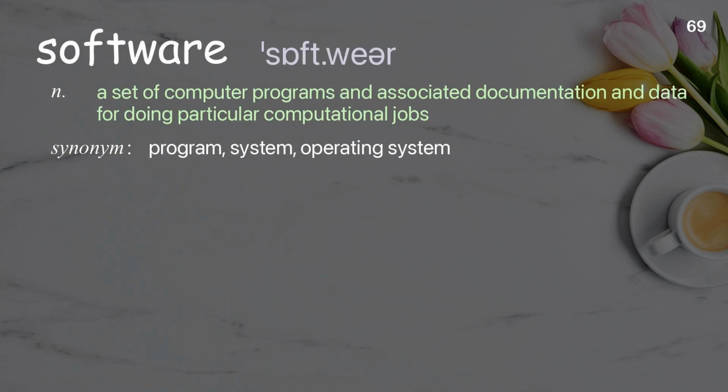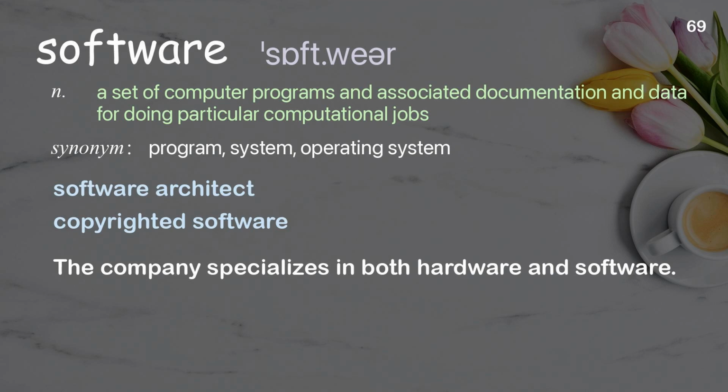Software. A set of computer programs and associated documentation and data for doing particular computational jobs. Examples: software architect, copyrighted software. The company specializes in both hardware and software.